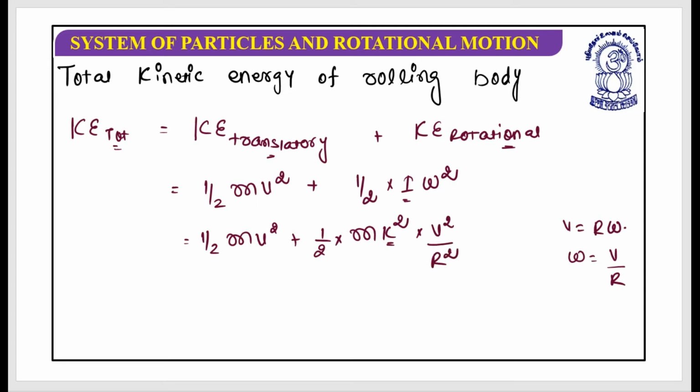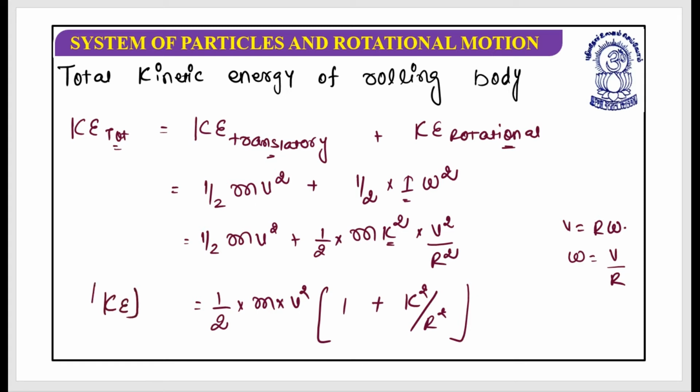While I write this, I take half m v square as common, and I am left with 1 plus k square by r square. This is the kinetic energy of a rolling body, or I should say it's the total kinetic energy. Is it clear? I hope this is clear.